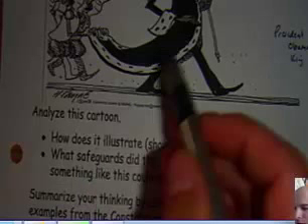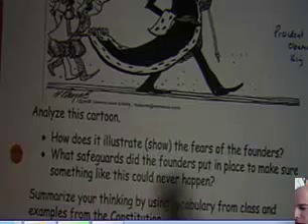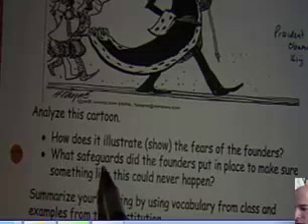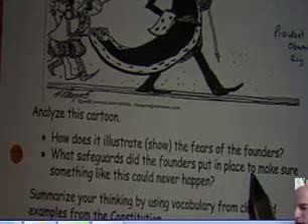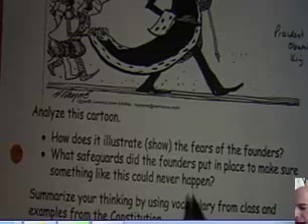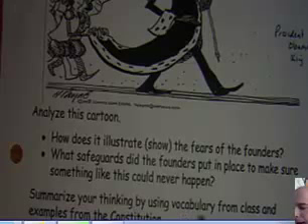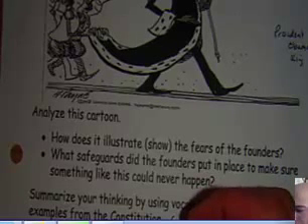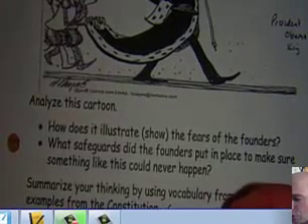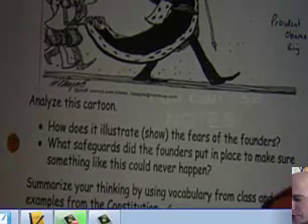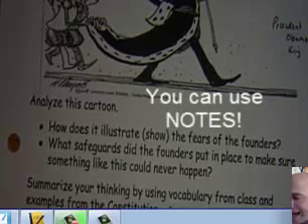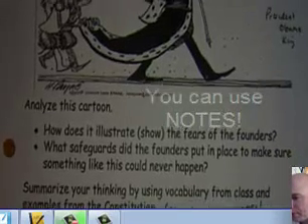How does the cartoon illustrate or show the fears of the founders? What safeguards did the founders put in place to make sure something like this could never happen? You're being asked to summarize. Summarize means brief your thinking by using vocabulary from class and examples from the Constitution. You can use your notes for this. This is not a quiz. This is a writing. Okay? So this is a separate assignment.